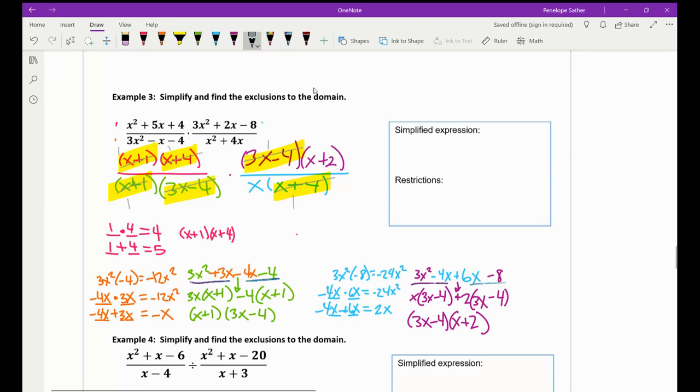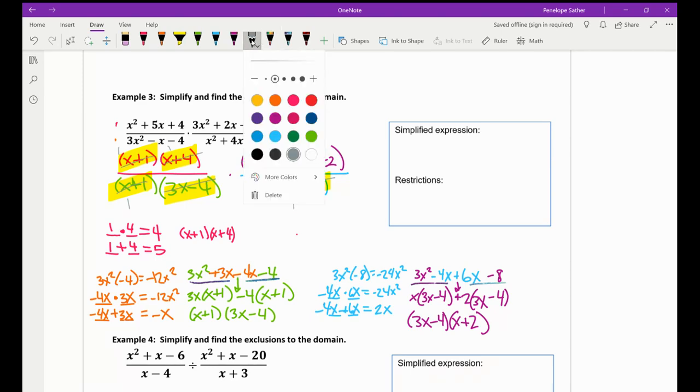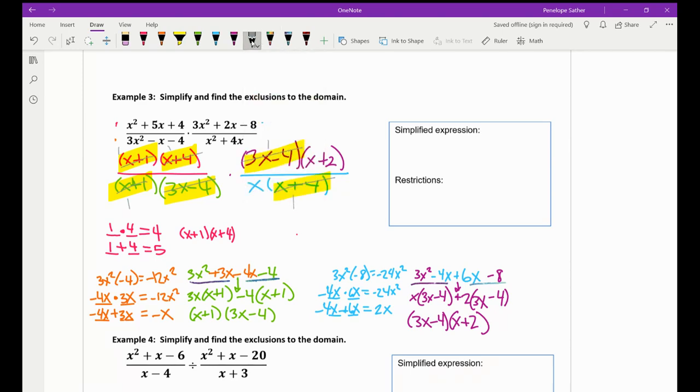Okay. And then that's it. There's no more things to cancel in this case. So we'll just write our simplified expression. At the top we have 1 times 1 times 1 times x plus 2. So that's really just going to be an x plus 2.